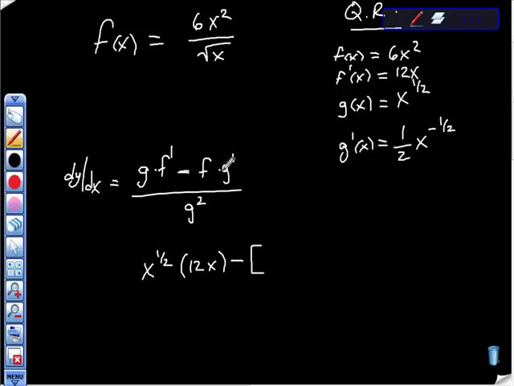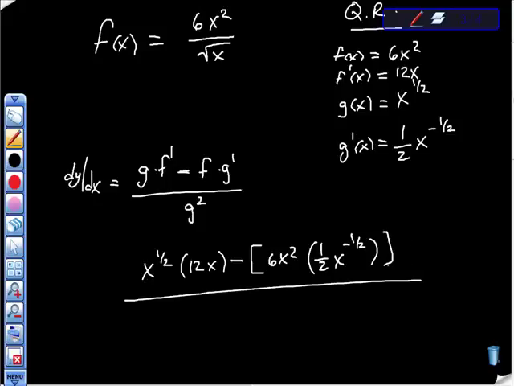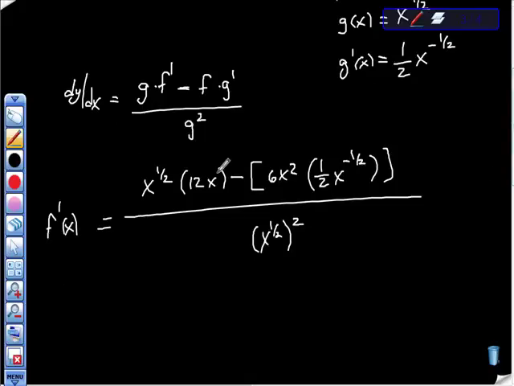And then it says that we're supposed to take the original function, which is 6x squared, times the derivative of the second, which is 1/2 x to the negative 1/2 power, all over x to the 1/2 power squared. And this is going to be our f prime of x, isn't it? So there's our f prime of x right there. I'm going to simplify this out.